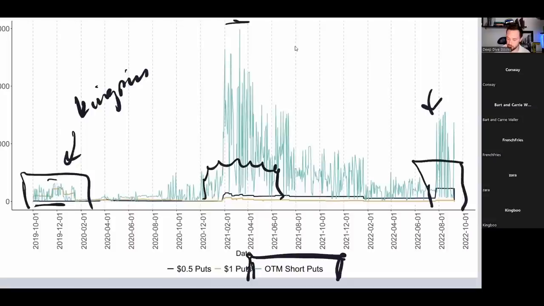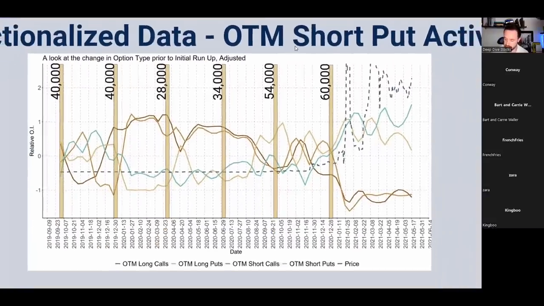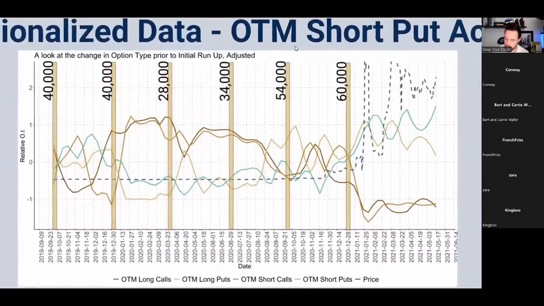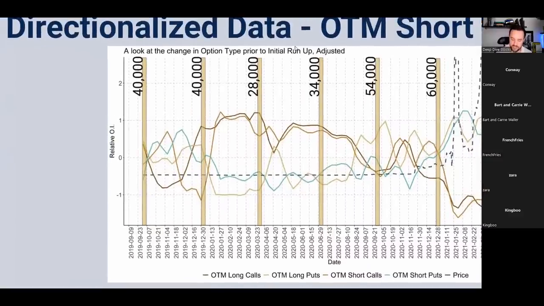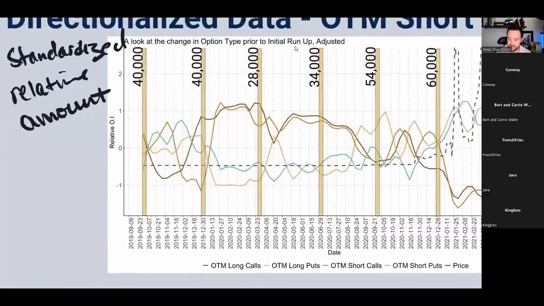And so there's a nice correlation there. Then I wanted to look at the change. This one's a little tricky. This is a standardized relative amount of every type of option on GME.